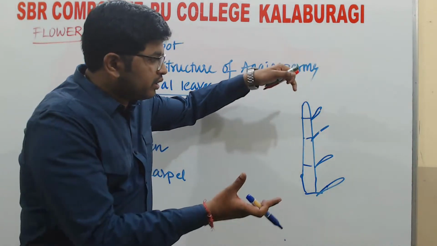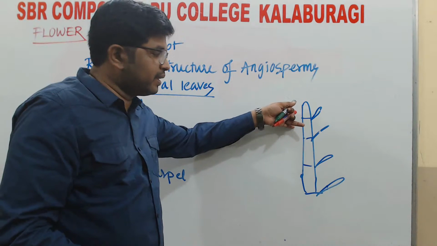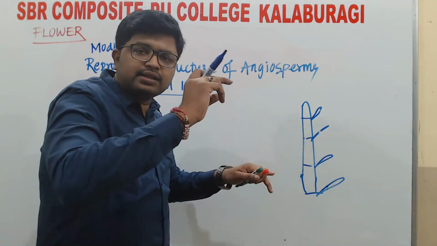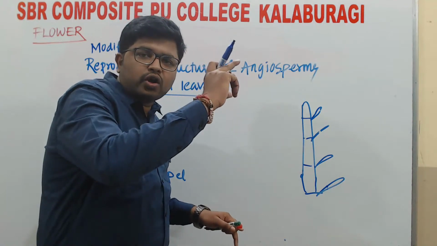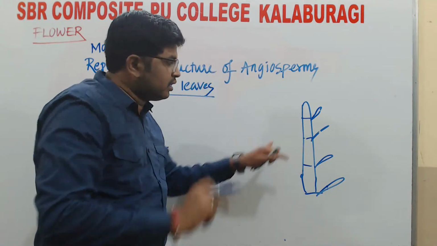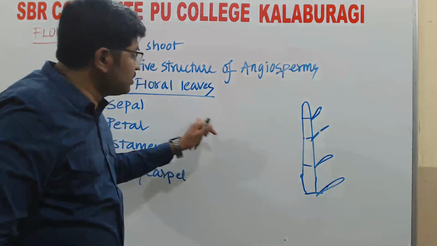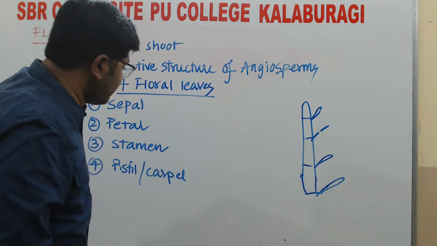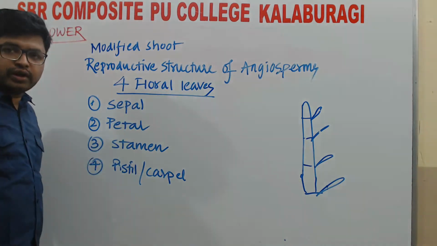So when it gets modified into floral meristem, it gets condensed. These internodes, what happens to them? They do not elongate, it becomes compact. By doing so, we will see the structure which we call a flower. Okay, so these are the four floral leaves.